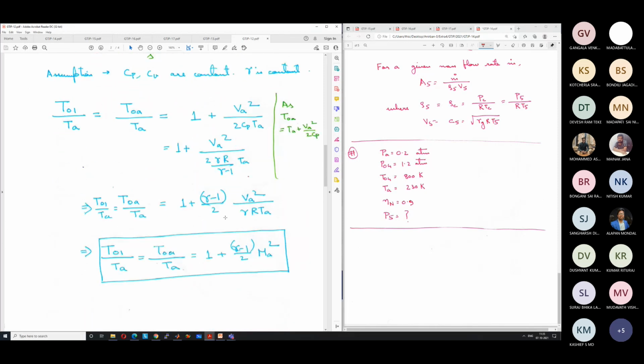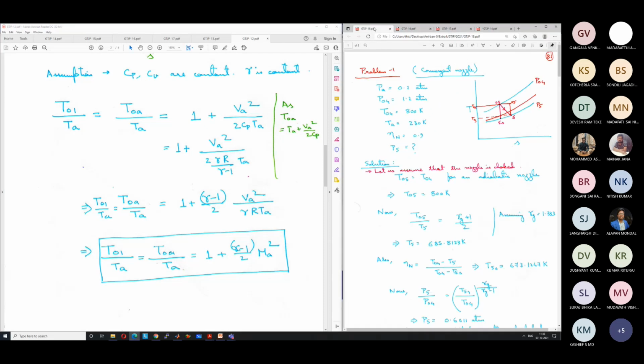Okay. And then we had separated out this gamma minus 1 by 2 on this side, and we were left with VA square by gamma R TA. And this gamma R TA is nothing but the square of sonic velocity. So CA square. So we found VA square by CA square. So this led to 1 plus gamma minus 1 by 2 MA square. This is a very familiar or very well known equation. Stagnation to static temperature for an adiabatic flow is 1 plus gamma minus 1 by 2 MA square. So from this we have derived the expression that we are using.